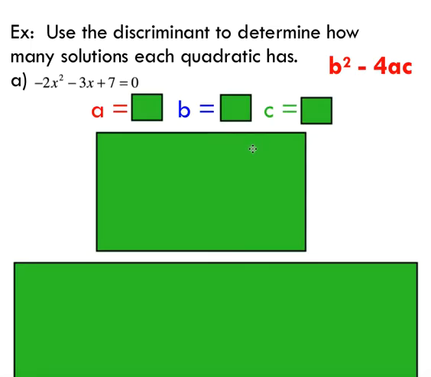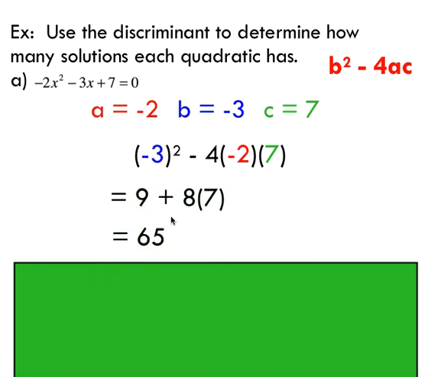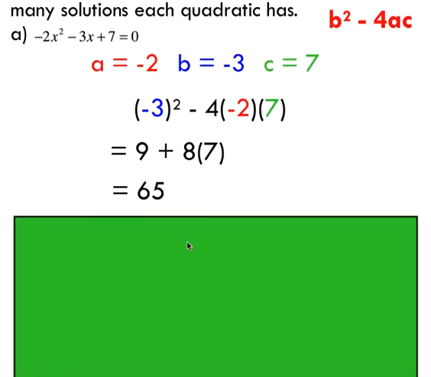Okay, and I'll just do a quick example of each of these. We're just going to use the discriminant to determine how many solutions each of these quadratics has. All right, so we're going to substitute our values for a, b, and c into our discriminant, and we're going to see what happens. Be very careful with BEDMAS here. Remember, you have to square your negative, and you're going to end up seeing that you get a positive number. So 65 does not tell you the number of x-intercepts this thing has. Because this is a positive number, we know from our scenarios that this quadratic will have two solutions. It's going to have two x-intercepts.